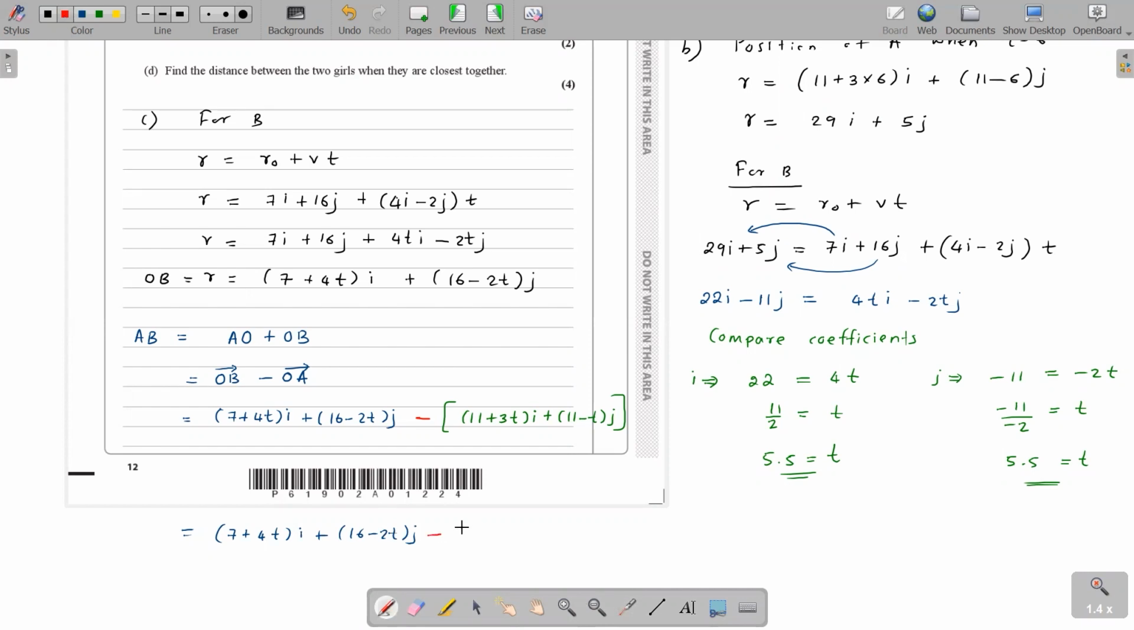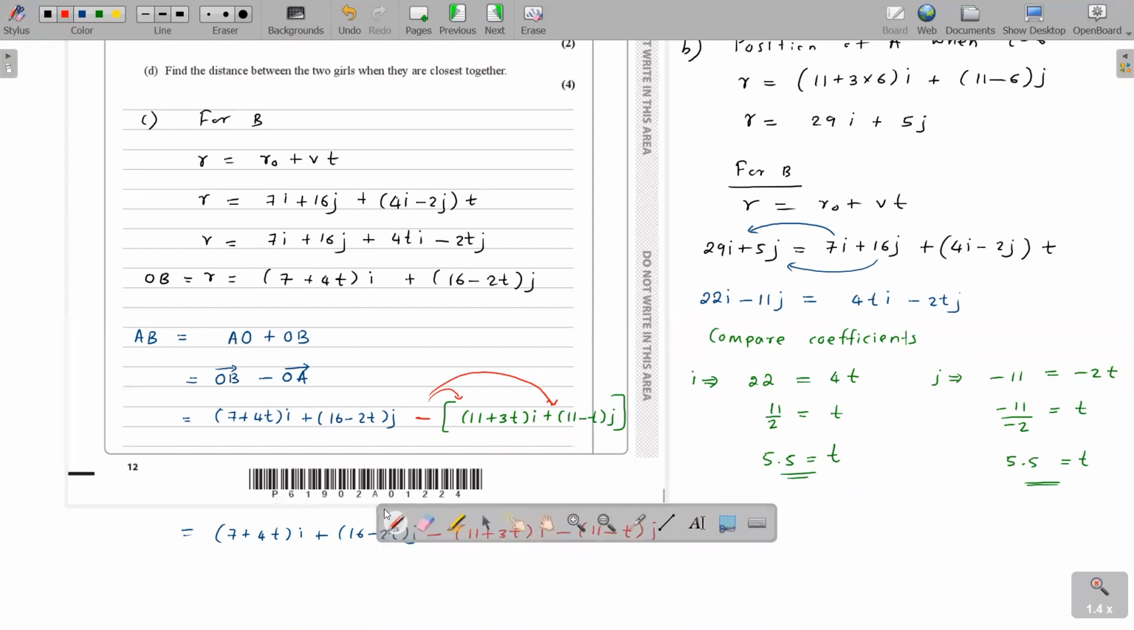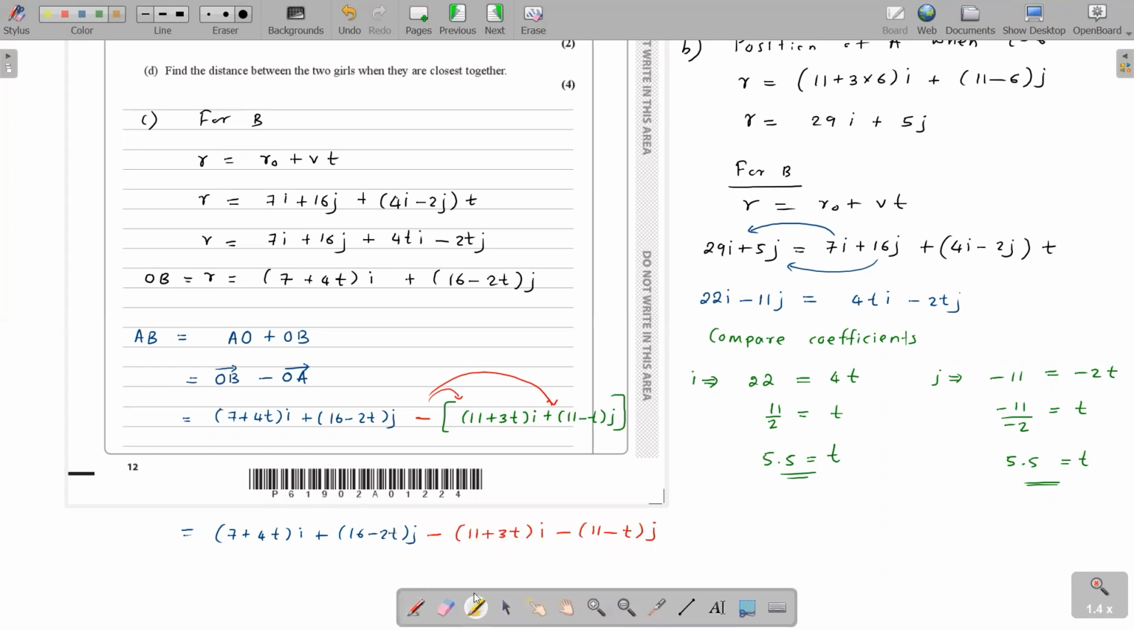Okay, just for your understanding, minus 11 plus 3t whole thing i, because I'm opening the bracket with the negative sign. I'm not taking the minus inside the 11 plus 3t, just keeping it outside here. Minus 11 plus 3t i, minus into plus, it's minus 11 minus t inside bracket j, can you see? And then I take the i terms together, and then I take the j terms together.